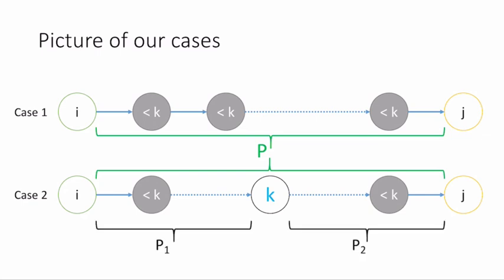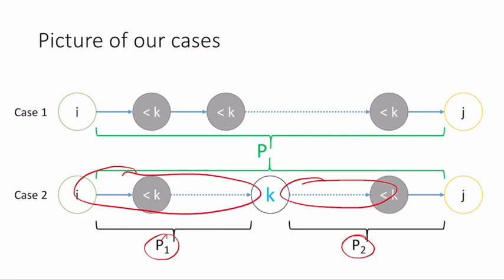For case 2, when we have k, we've got two components to that path. The path from i to k and the path from k to j. And what we're saying is that this path is optimal and this path is optimal, and we don't have to have k on those paths because k is that vertex. So they're both optimal. The subpaths P1 and P2 are optimal with respect to V of k minus 1.